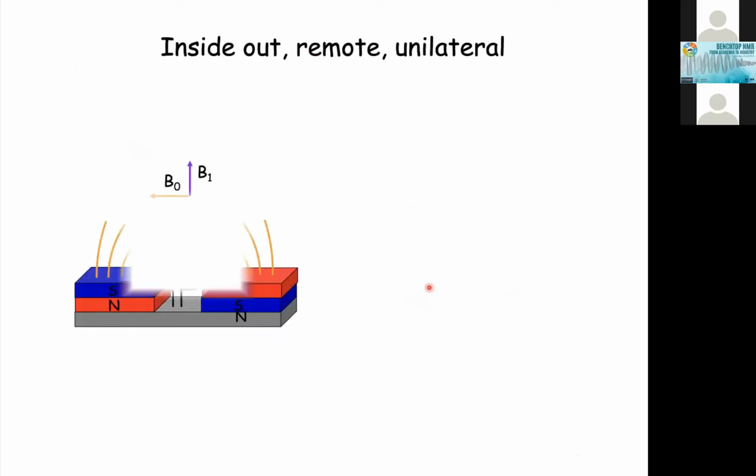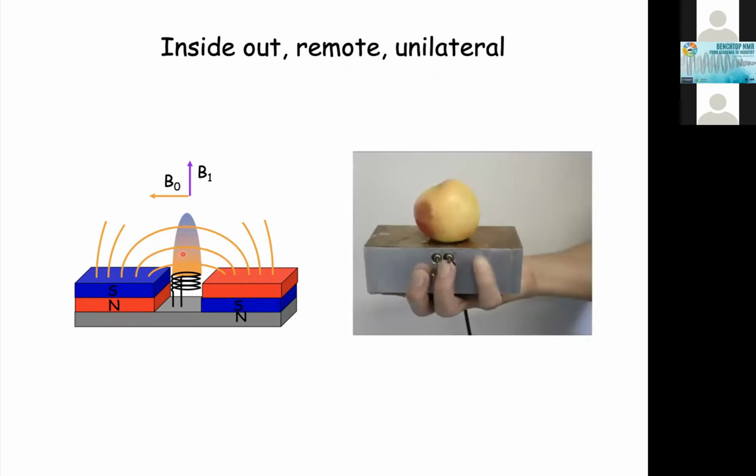And also there is this unilateral or remote NMR. We can have this magnet, just two magnet bars on top of an iron or steel bar. You can have the magnetic field in this direction, and we can put the coil here. And also we have B0 in this direction, and B1 in this direction. For example, this is one of these magnets that we have been using. You can put a sample like an apple on top of it.